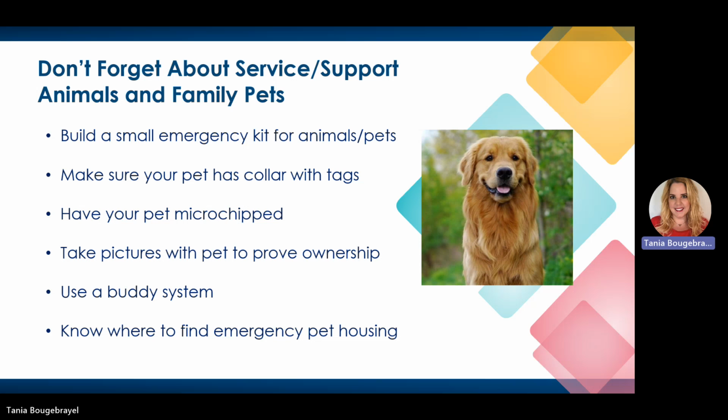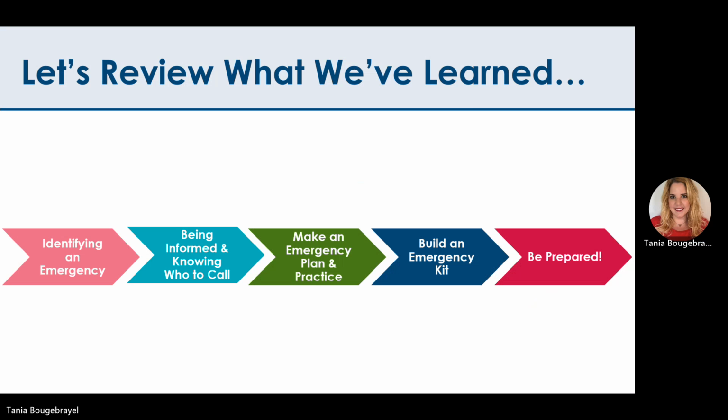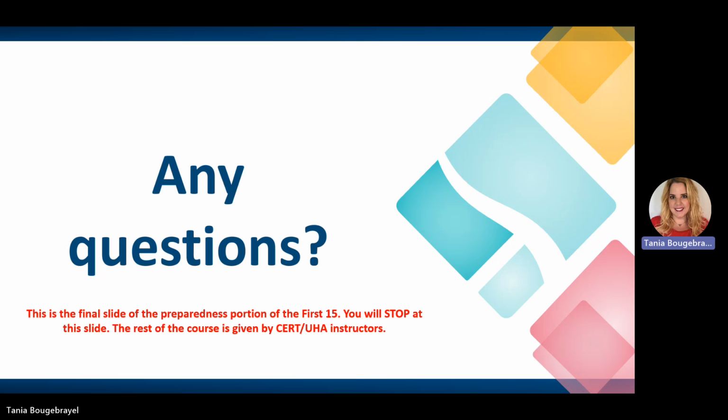Slide number 20 talks about service/support animals and family pets. Once again, you can read a couple bullets off the screen. I also like to reference the handout that's given to attendees, which has all this information on it as well. Slide 21 is simply a recap slide. So it goes over what information you've provided during the presentation: how you identify an emergency, being informed and knowing who to call, making an emergency plan and practicing, building an emergency kit, and doing all that makes you prepared.